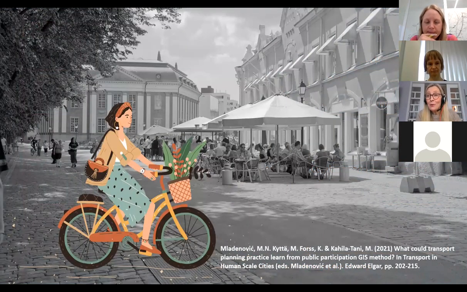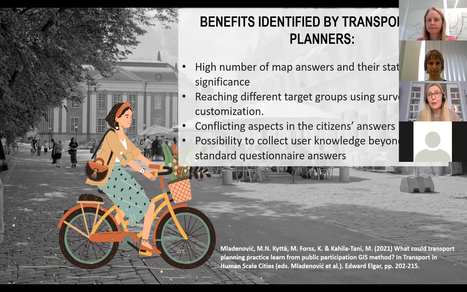So these examples so far that I have explained, the experiences of this methodology from real life public participation cases, weren't specifically from the transportation planning field, but we did another study where we especially approached transportation planners that had used MapGenAir. There were some 45 cases here. And maybe you are interested to know what transportation planners said about some benefits identified.